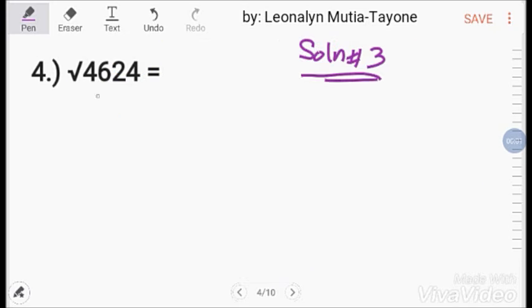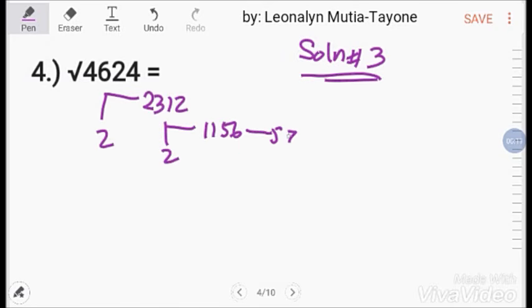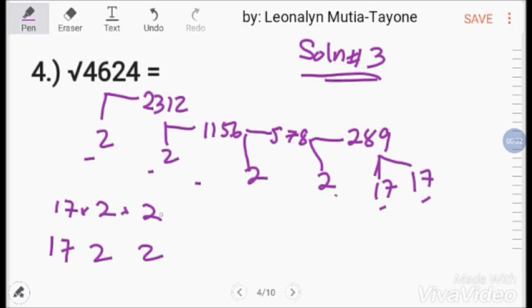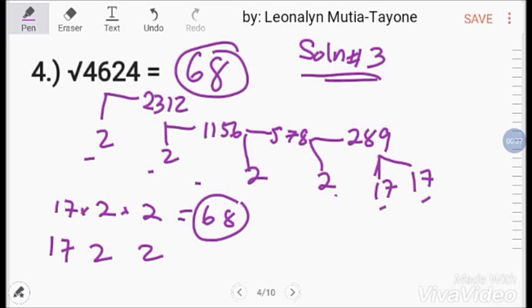Solution number 3. So, let's find the prime factors. 289 is a perfect square of 17. Dalawang 17, tig isa sila. Apat na 2, tig dalawang 2. 17 times 2, 34 times 2, that is 68. So the answer is 68.